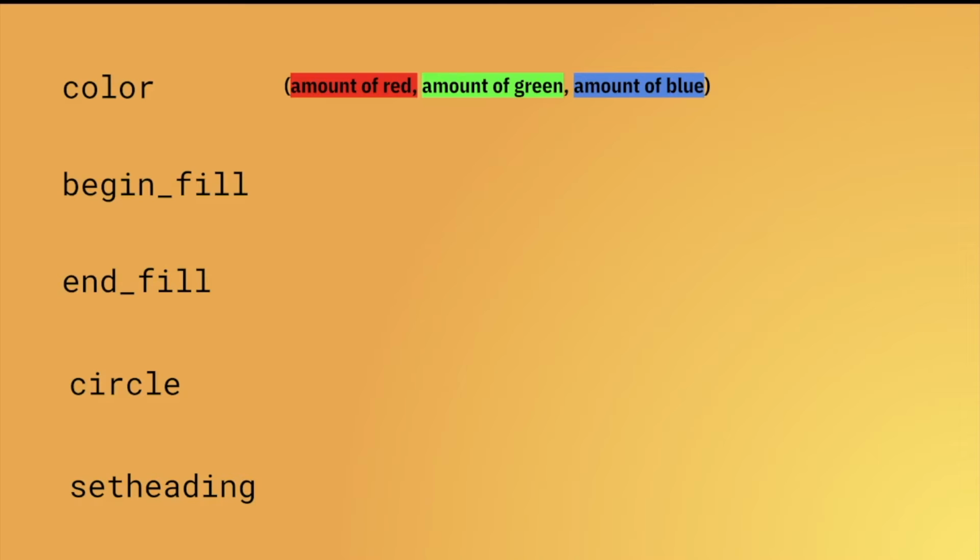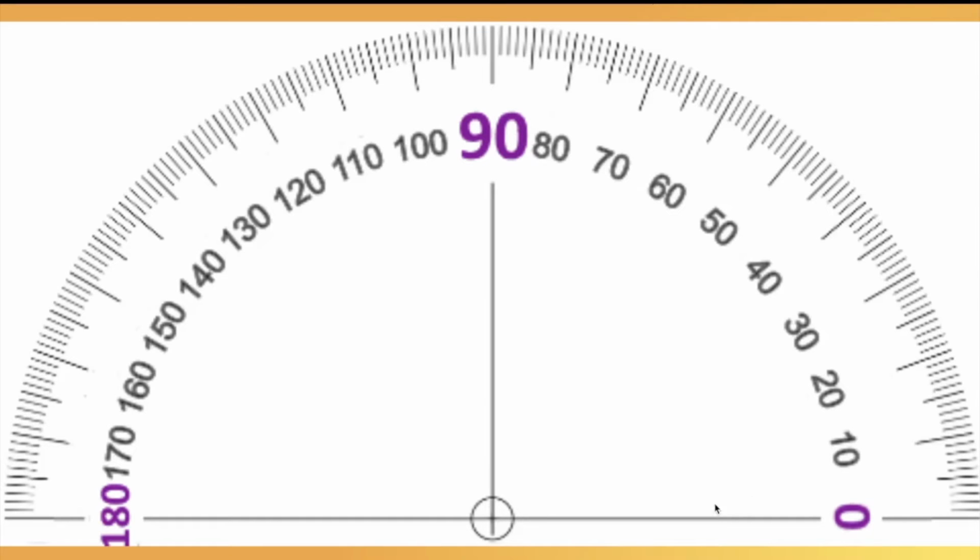Set heading tells the turtle to face a particular direction. Again, the directions are, if it was facing 0, it would be facing right, 90 degrees is up, and then 180 is left. And then it continues on for the full 360. So this is the direction system that Turtle uses for things like set heading and setting the turtle position.